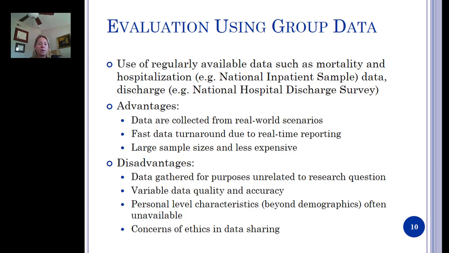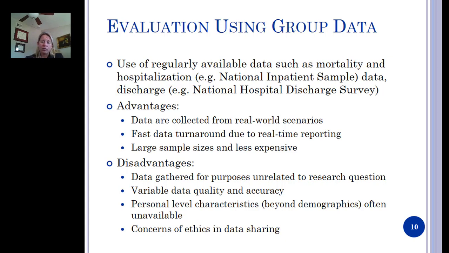Now, there are lots of advantages of this approach. The first is that the data are collected from real-world scenarios, as is the case with, say, the National Inpatient Sample. Those are data from representative hospitals in the United States that are supplying information to the National Survey, which is a CDC-run system. There is a fast turnaround on these data as a result of the real-time reporting. And importantly, those data sets are generally large. And they're large and they're available, and because they're already available, the research is less expensive.